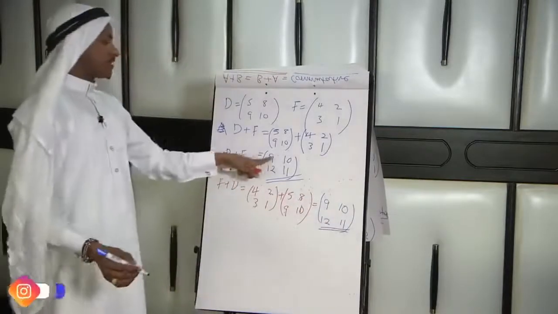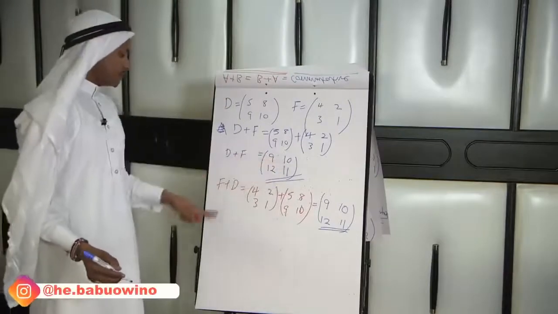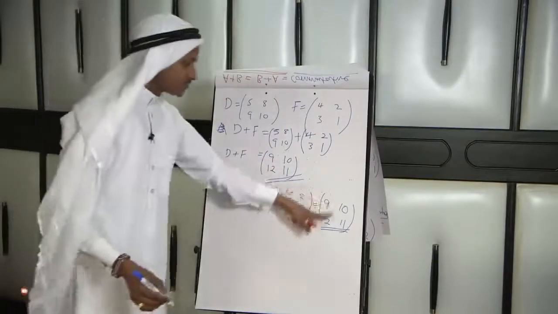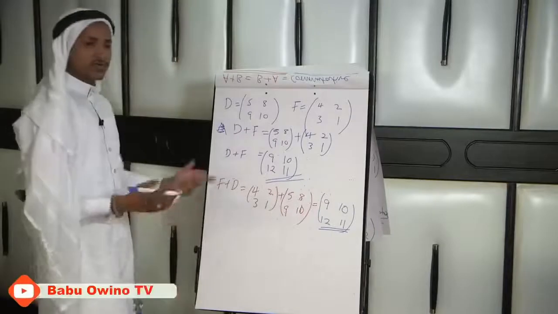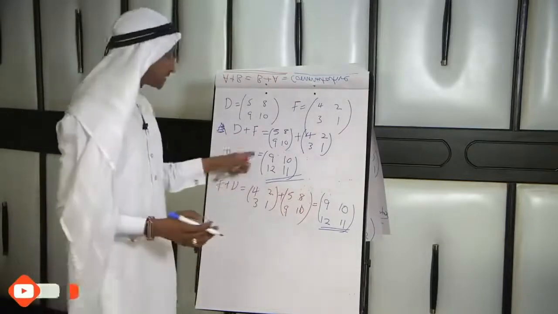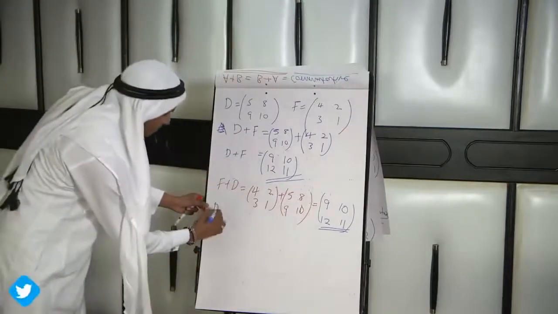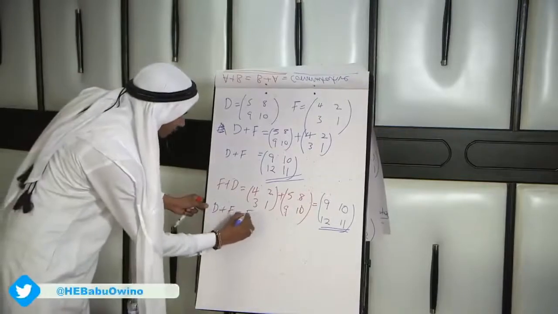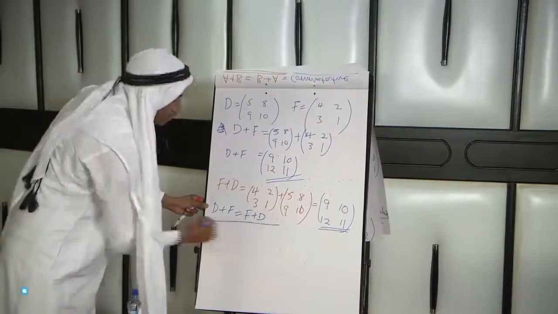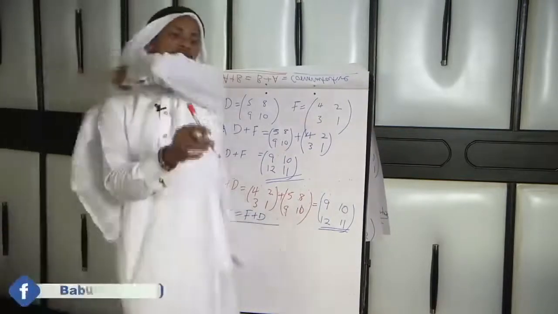So D plus F is 9, 12, 10, 11. And F plus D is 9, 12, 10, 11. Therefore, we conclude by saying that D plus F equals F plus D. And we say that they are commutative.